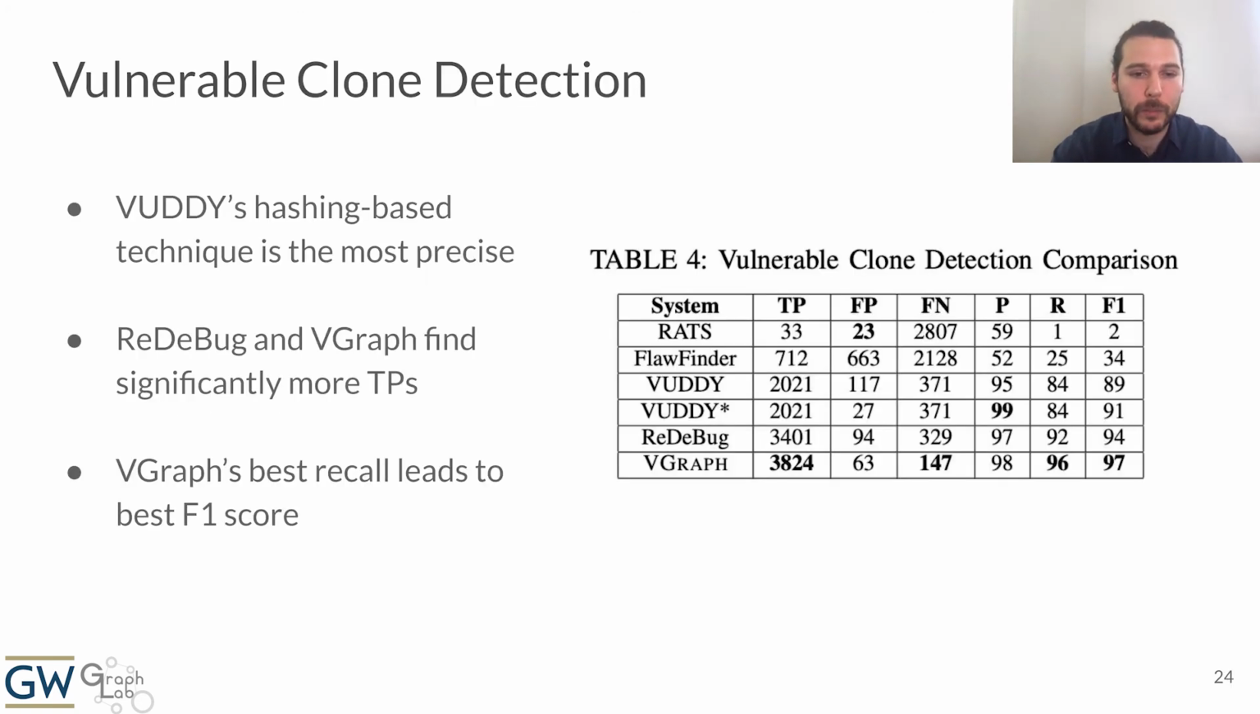These are our results when applying all the techniques to the full test dataset. We can see that the pattern-based approaches provide some of the worst performance, indicating that they are not sufficient for vulnerable code clone detection. We can see that VGRAPH is the most precise of the approaches, which is expected as they are based on a precise hashing technique. However, both ReDeBug and VGraph find significantly more true positives than the other approaches, with VGraph finding the most, leading to the best F1 score.